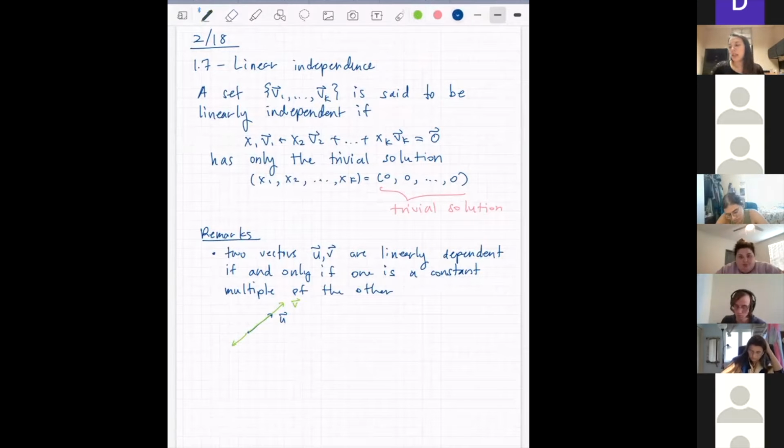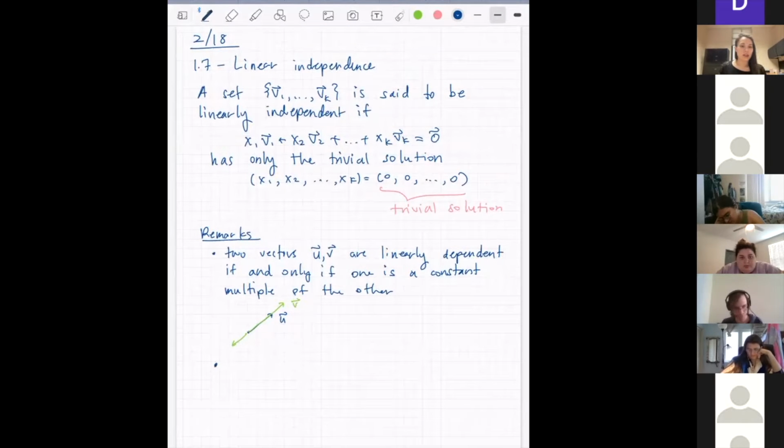And so another way of saying that is that if you're given u, v is linearly dependent with u if and only if v is in the span of u. So there's a relationship between this linear independence or dependence and being in the span of the collection of vectors.